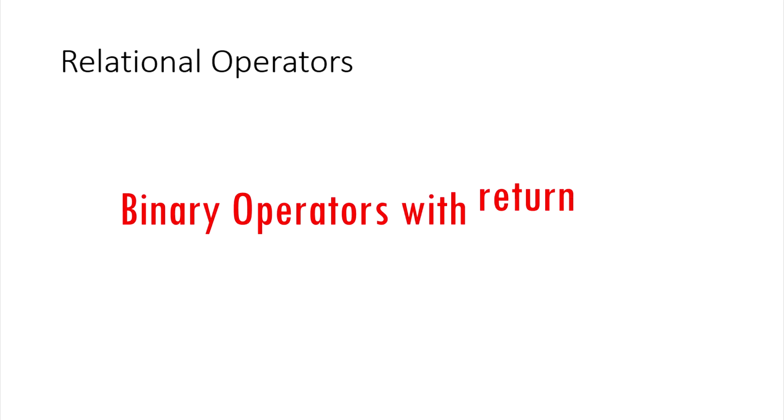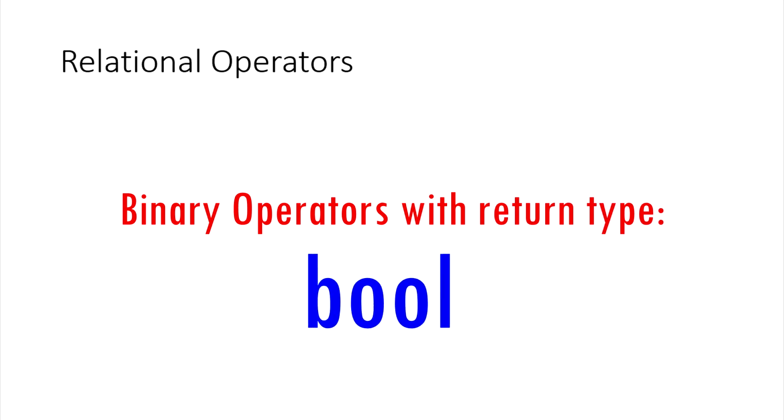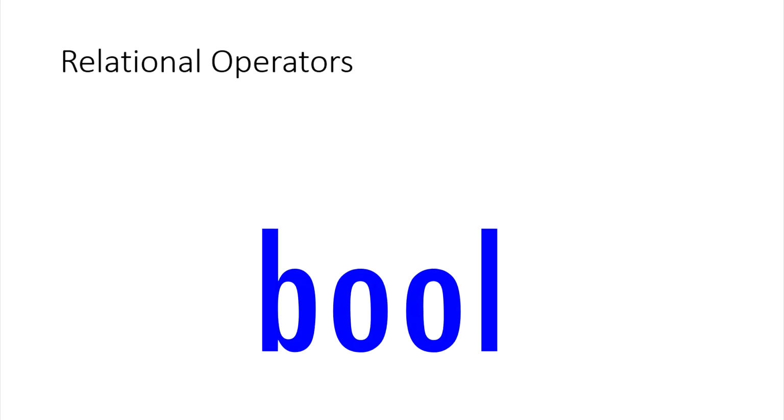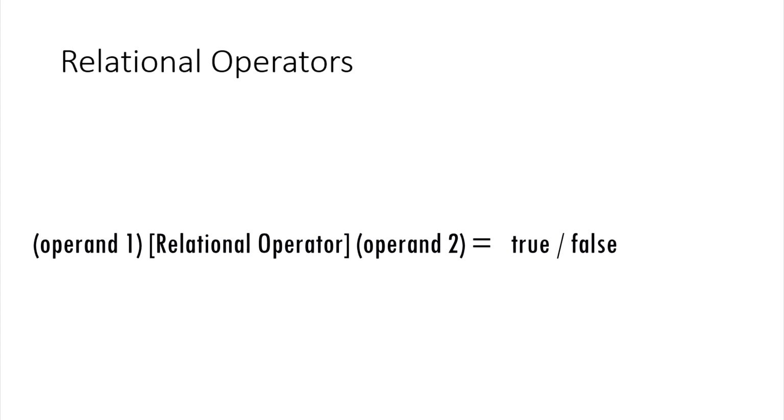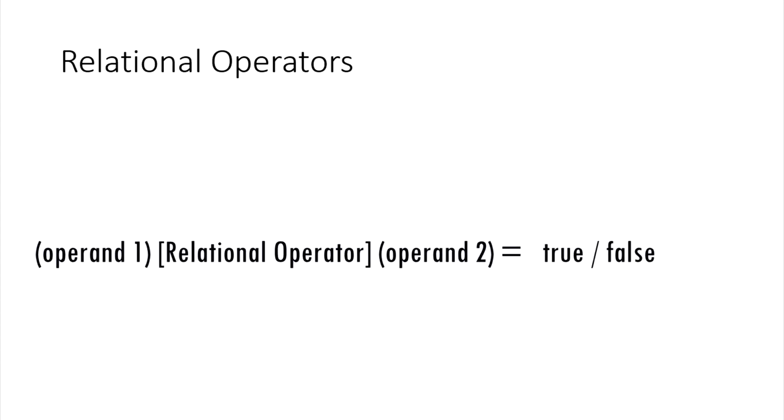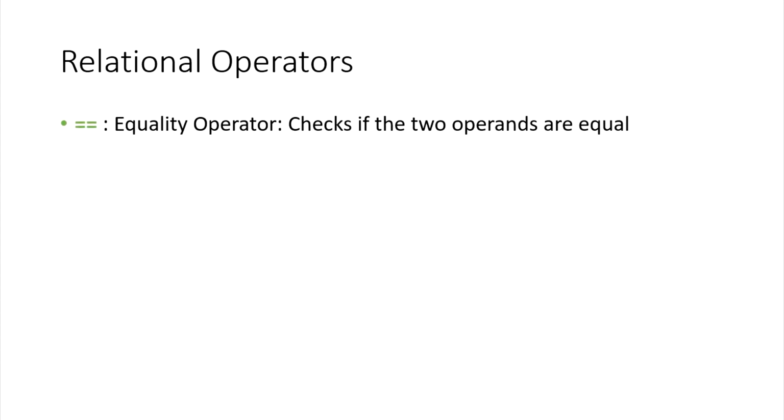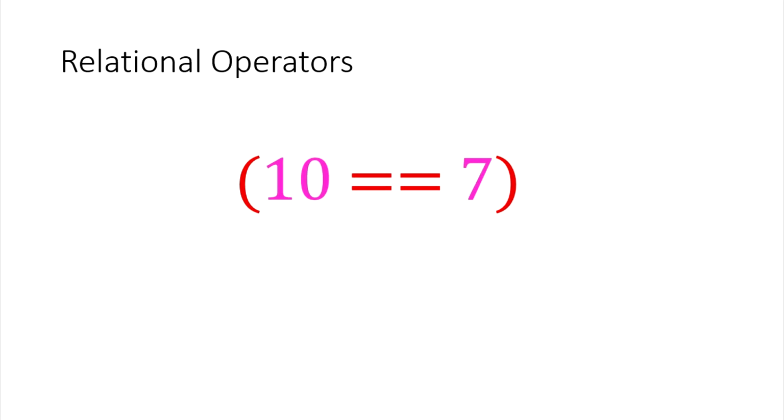Now, we move on to the relational operators. These are binary operators whose return type is bool. This means that when we apply a relational operator to two operands, we either get a true or a false as the result. Equality operator, two equal to signs, checks whether the two operands are equal. For example, in this case, we are comparing 10 and 7, which are obviously not equal. Thus, this operation returns a false. Similarly, this operation returns a true.